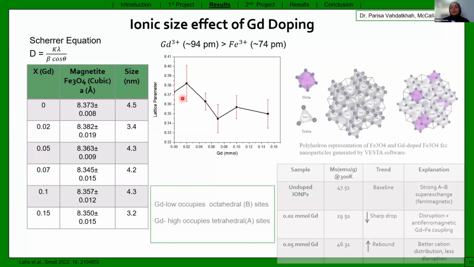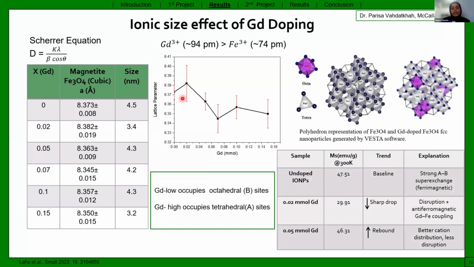And our preliminary explanation of what's going on is that at low Gd concentration, Gd will go to the octahedral B sites because it's larger, and this is causing a disruption for the AB superexchange interaction, and we have maybe a ferromagnetic coupling, antiferromagnetic coupling with the iron.